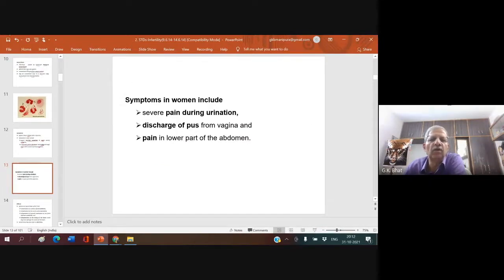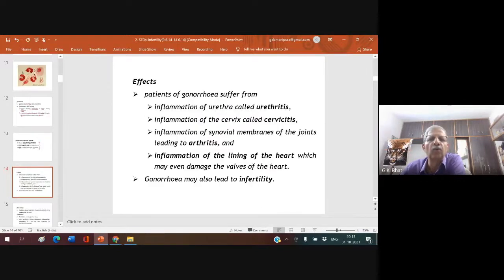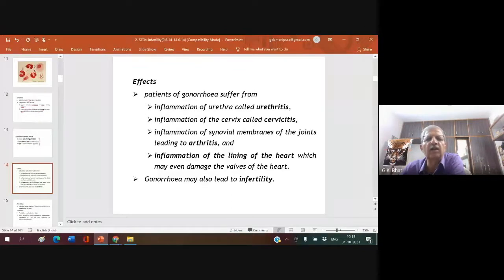Symptoms in women include severe pain during urination, discharge of pus from the vagina, and pain in the lower part of the abdomen. But these are all generally what a woman will face during her periods, her menstrual flow. During menstruation there will be pain during urination, discharge of pus, and pain in the lower abdomen, so she cannot make it out. So these symptoms may remain ignored.